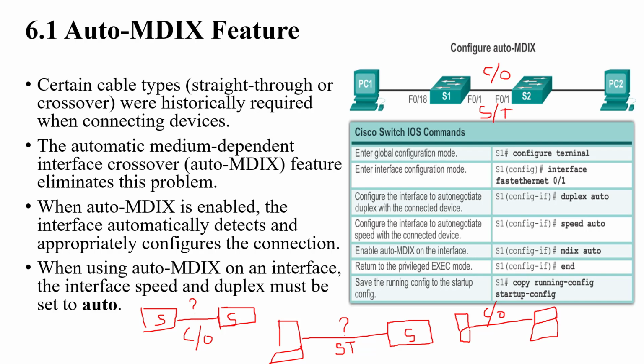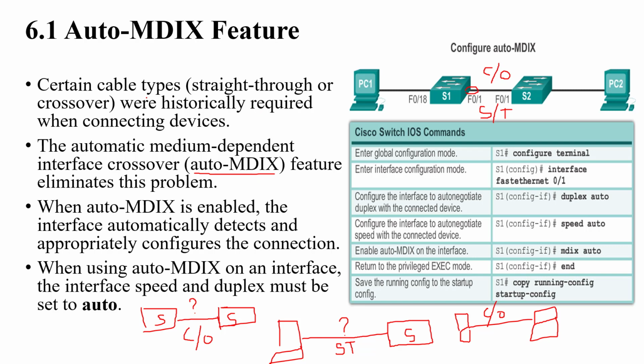But what you can do is enable a feature. There is a feature available called the auto MDIX feature. If you enable this, the problem will be solved. So you can use any cable. If you are using a crossover cable, by default it is correct. If I don't have a crossover cable and have only a straight through cable, no issues. Connect it, and enable this auto MDIX feature. If I enable this, the problem will be solved.